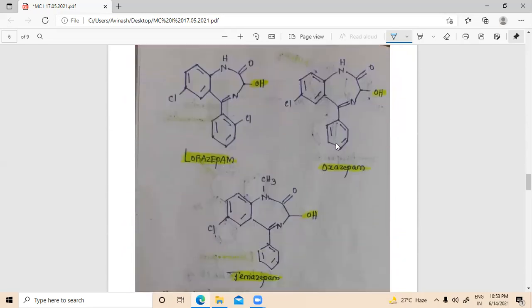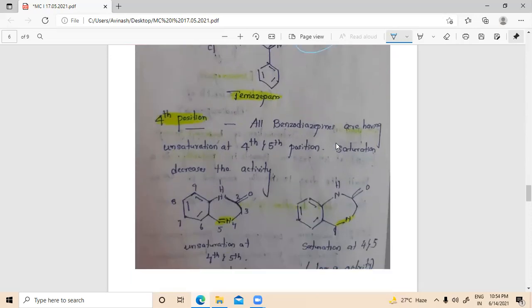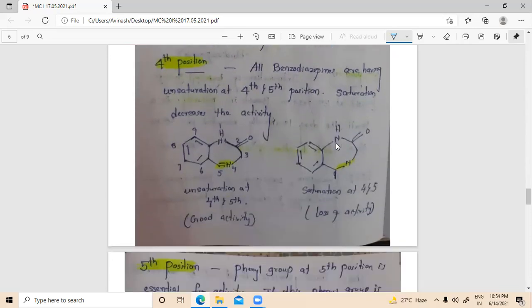Look at the structures of these three compounds. Look at here. This is your third position: first, second, third. At the third position, there is a hydroxyl group. Because of the presence of the hydroxyl group, these three drugs have very high polarity. Because of this high polarity, they can easily be excreted from the body, and therefore the duration of action of the drug also decreases.